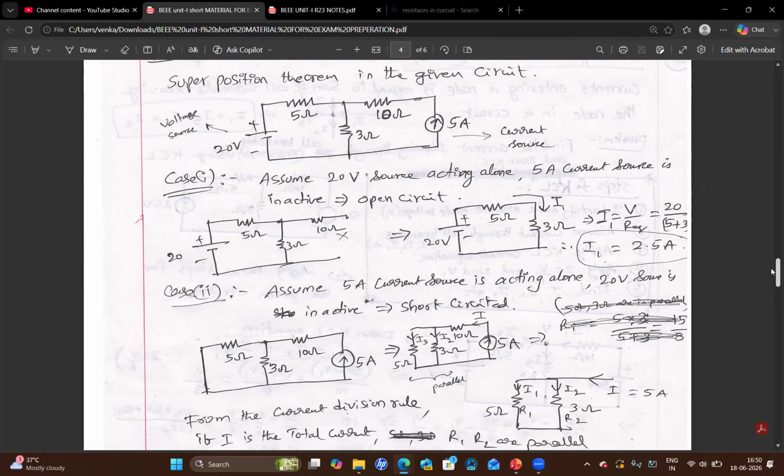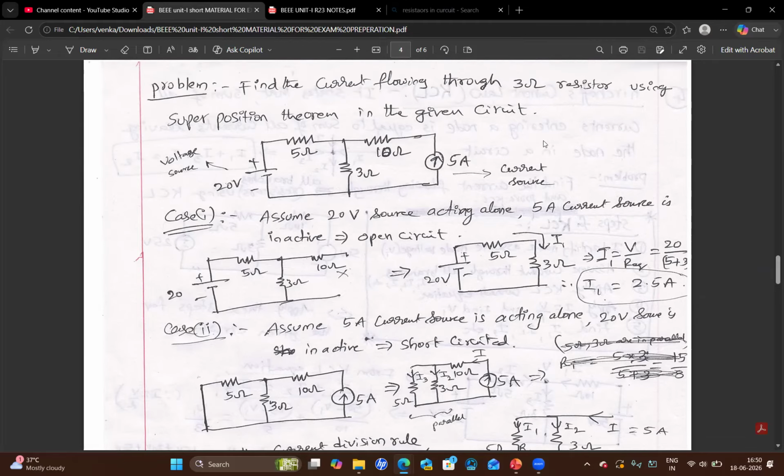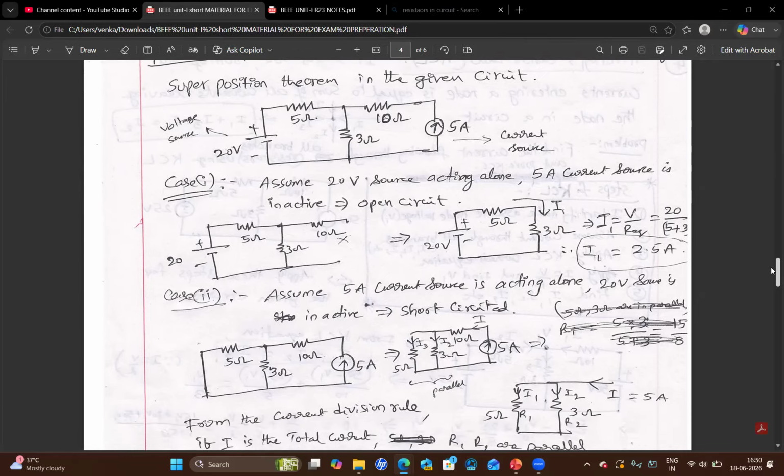Now we are directly applying this to the circuit. Our task is to find the current through the 3 ohm resistor. Here we are not directly calculating the current through the 3 ohm. Instead, in different cases, we are going to calculate the 3 ohm resistor current. Case 1 means assuming the 20 volt source is active alone and the 5 ampere current source is inactive.